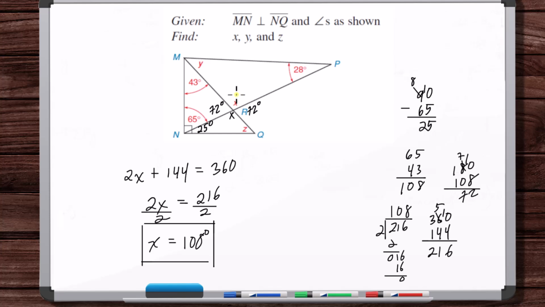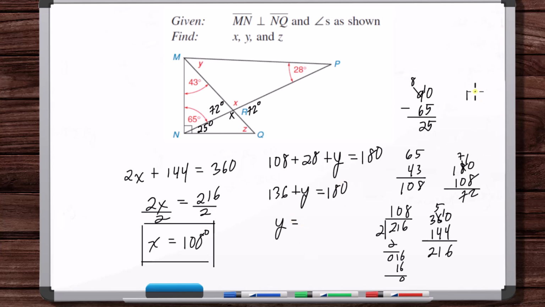Now we have this triangle here, triangle RMP. So we can say 108 plus 28 plus y is equal to 180. So 108 plus 28 is 136. So subtracting 136 from both sides is 44. So y is equal to 44.